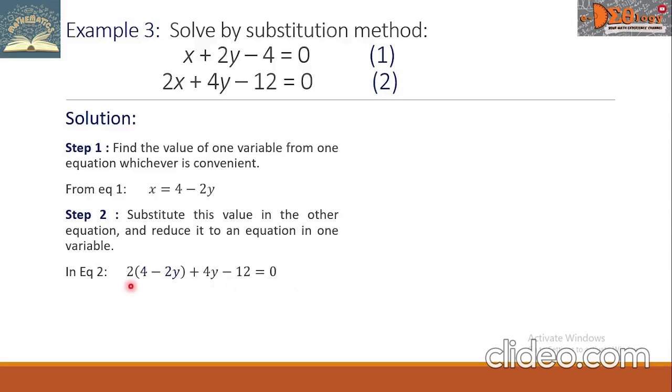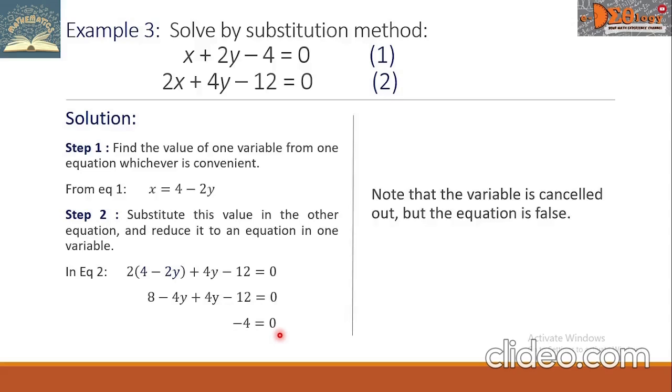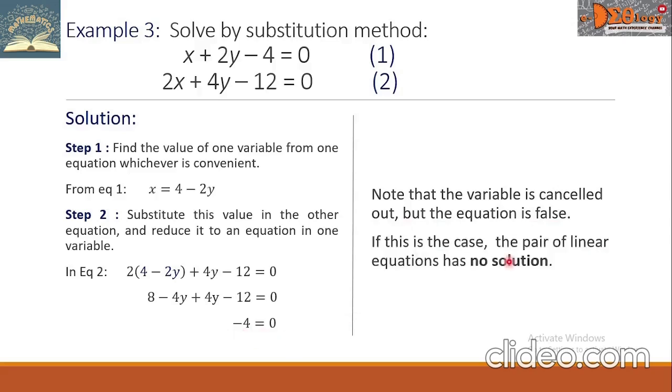We simplify further. 2 times 4 is 8. 2 times negative 2y is negative 4y. Then plus 4y minus 12 equals 0. We simplify: negative 4y plus 4y becomes 0. 8 minus 12 is negative 4 equals the right side value 0. Note that the variable y is cancelled out, but the equation is false. We see here negative 4 equals 0 is false. If this is the case, the pair of linear equations has no solution.